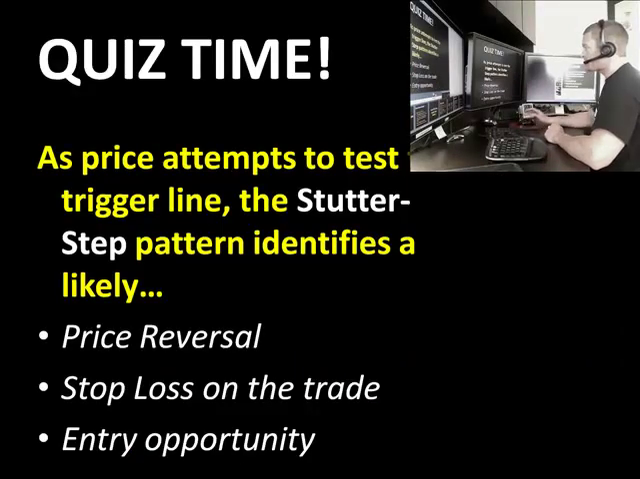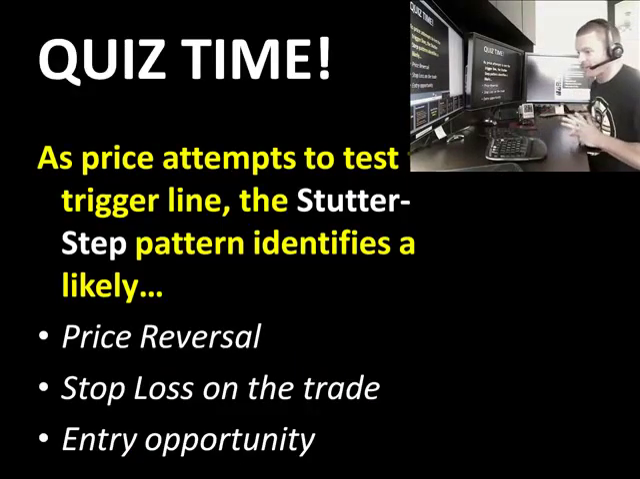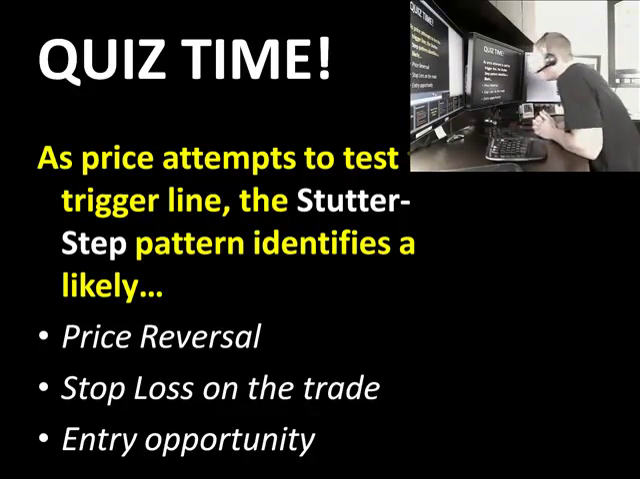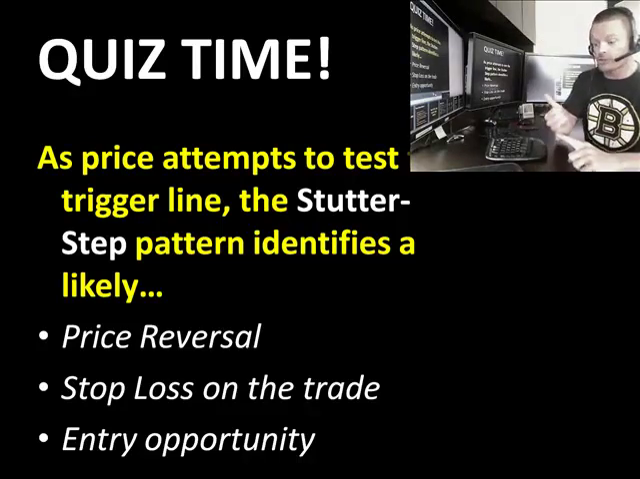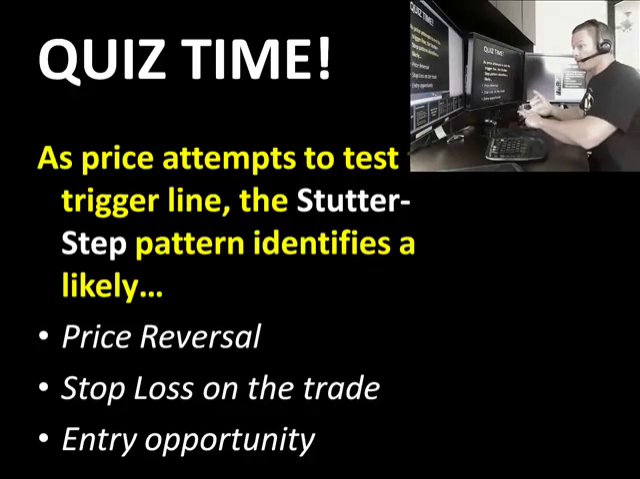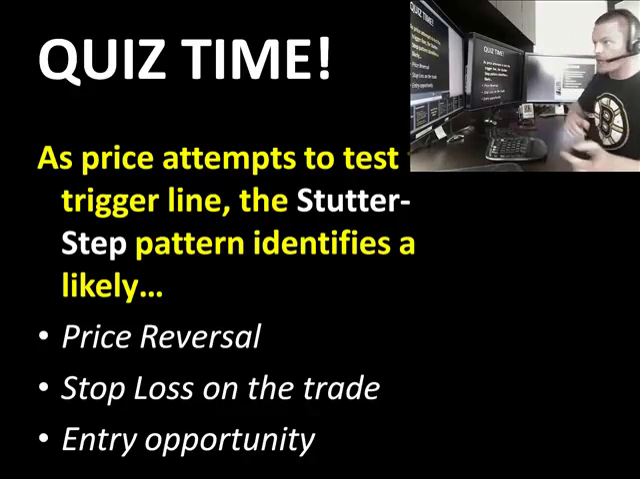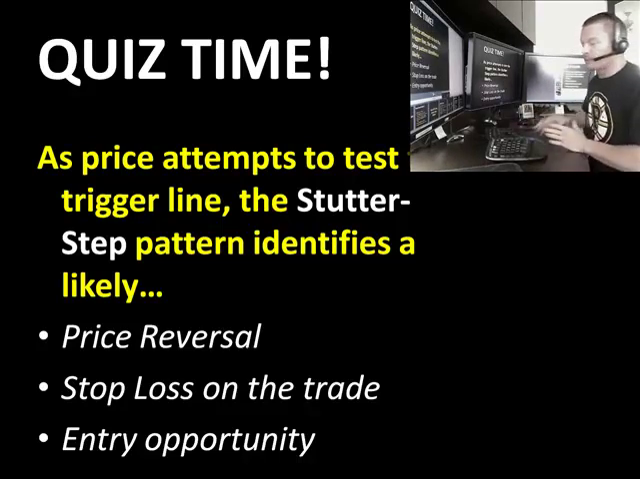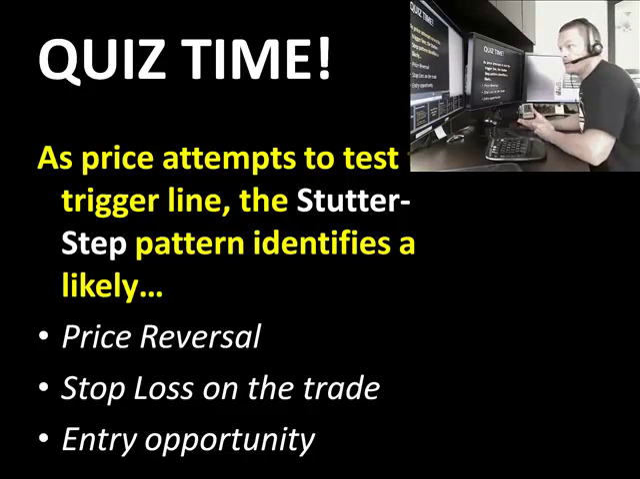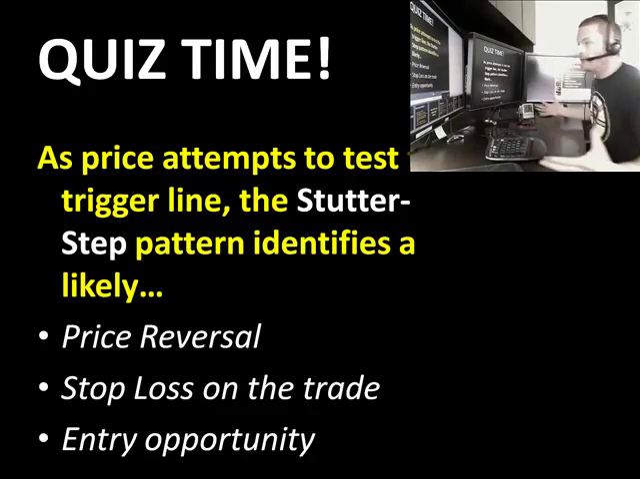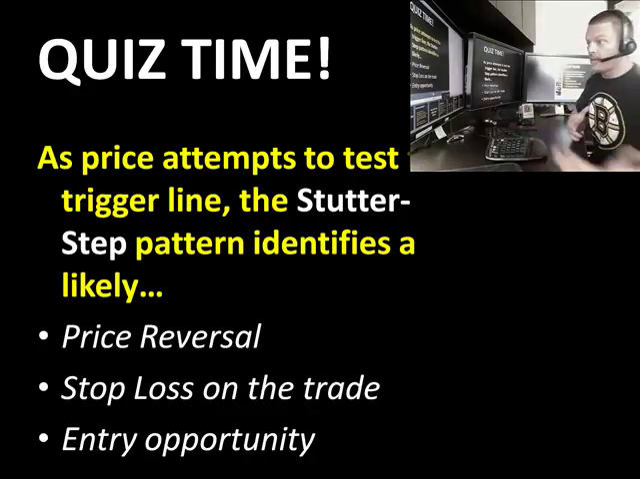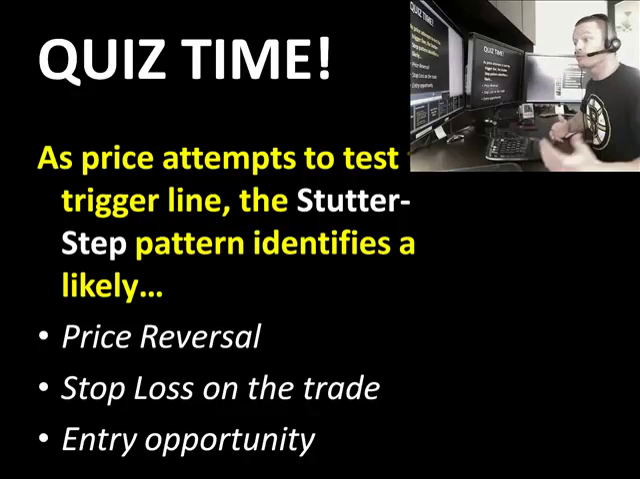All right, now, quiz time. Eyes on your own paper, pens and pad away. As price attempts to test the trigger line, the Stutter-Step Pattern identifies a likely price reversal, stop loss in the trade, or entry opportunity. All right, guys, we just talked about this. Rewind the video. The Stutter-Step Pattern. Now, as price attempts to test the trigger line, the Stutter-Step Pattern tells us beware of a likely what? Is it a likely price reversal? Is it a likely stop loss or a likely entry opportunity, guys?